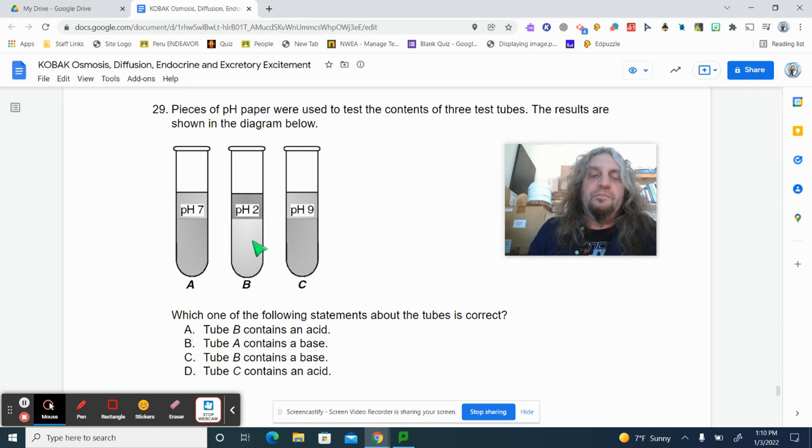A, test tube B contains an acid. B, test tube A contains a base. C, test tube B contains a base. D, test tube C contains an acid.